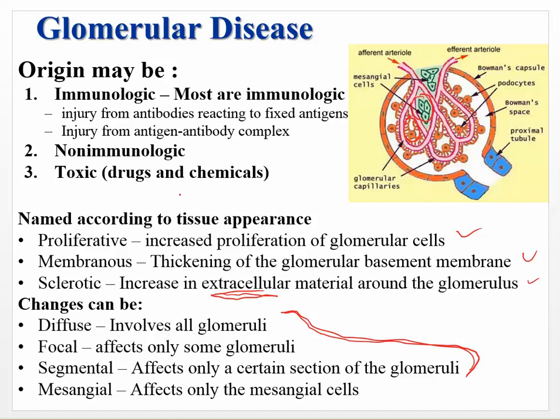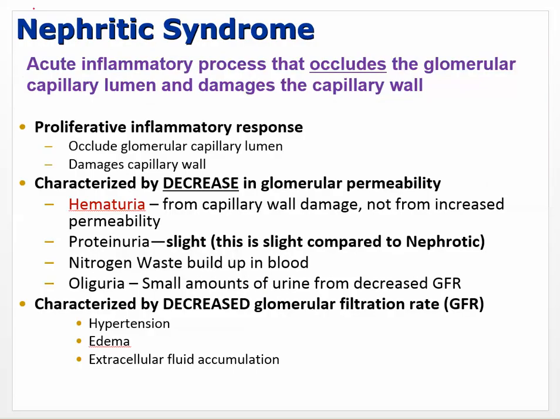So it can affect anything, and you might see these names pop up from time to time. We're not really going to get into all of the different types of kidney diseases, but we are going to talk about some, and it's good to know that different parts can be affected. All right, so now we're going to cover nephritic and nephrotic syndrome. So we have nephritic, nephrotic.